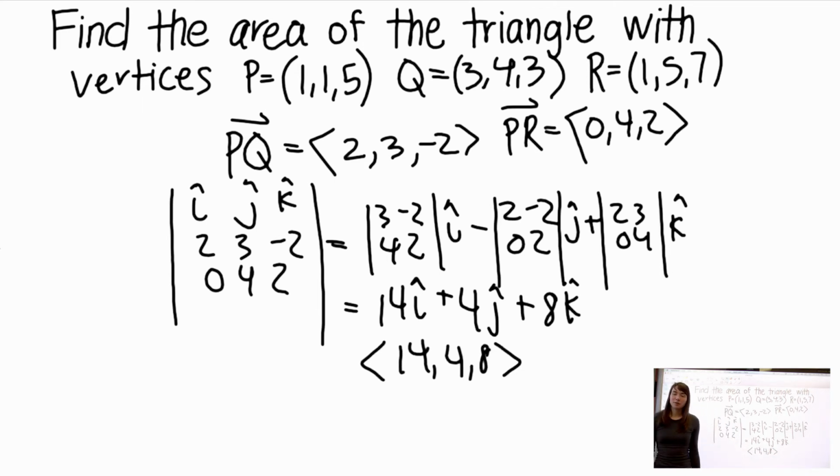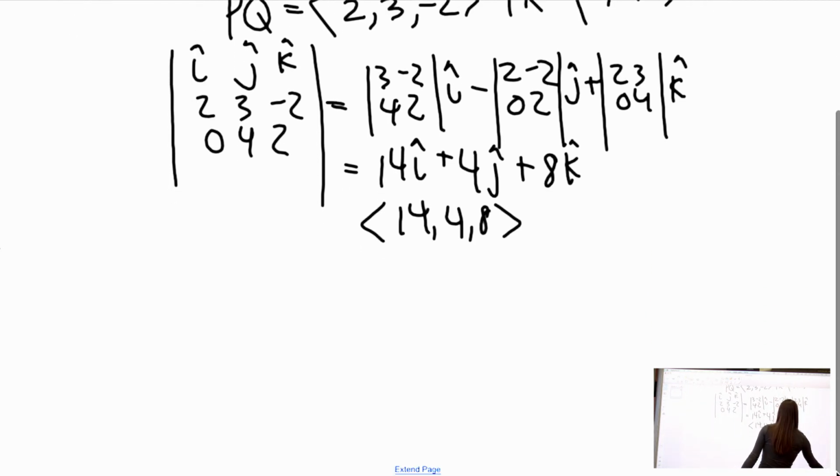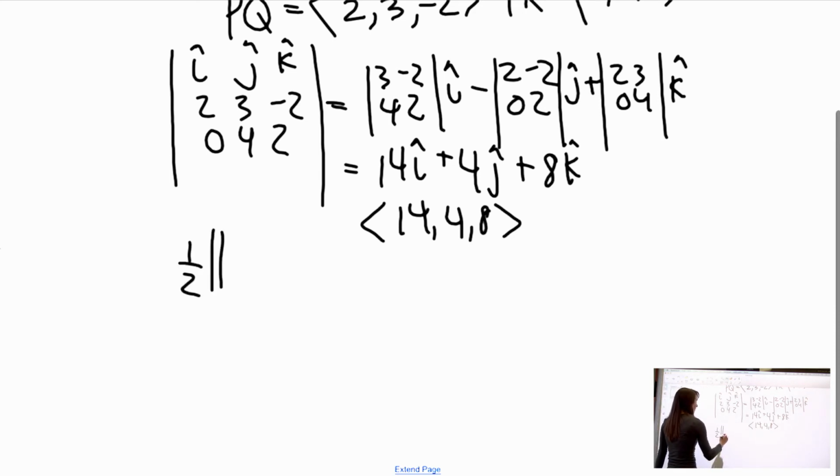So now we're going to get to answering the question of what is the area. The area of a triangle, normally we'd use 1/2 base times height. If we're using the vectors, it's going to be 1/2 times the magnitude of PQ crossed with PR. This finds the area of the parallelogram, and that's why we're dividing by 2, just like base times height is the area of the parallelogram, and we divide that by 2.